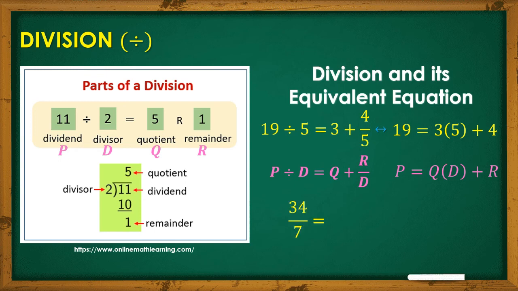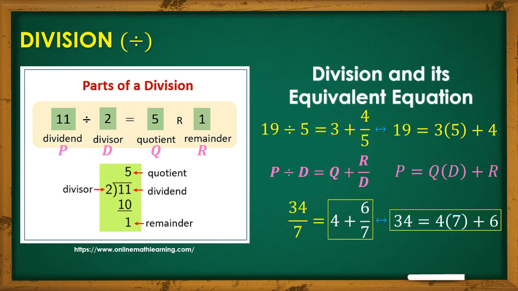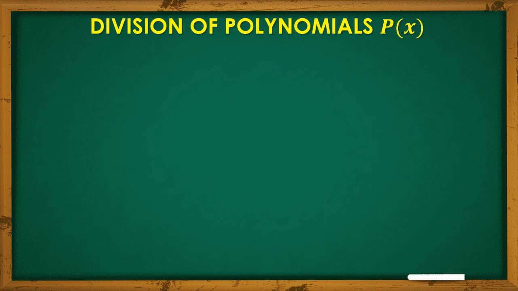How about this? Can you give me the equivalent equation of 34 divided by 7? Very good. 34 divided by 7 is equal to 4 plus 6 over 7, or 34 is equal to 4 times 7 plus 6. 4 is your quotient, 6 is your remainder, and 7 is your divisor. Very good. Na-recall na natin ang polynomials and at the same time ang division. Now, let's talk about division of polynomials.